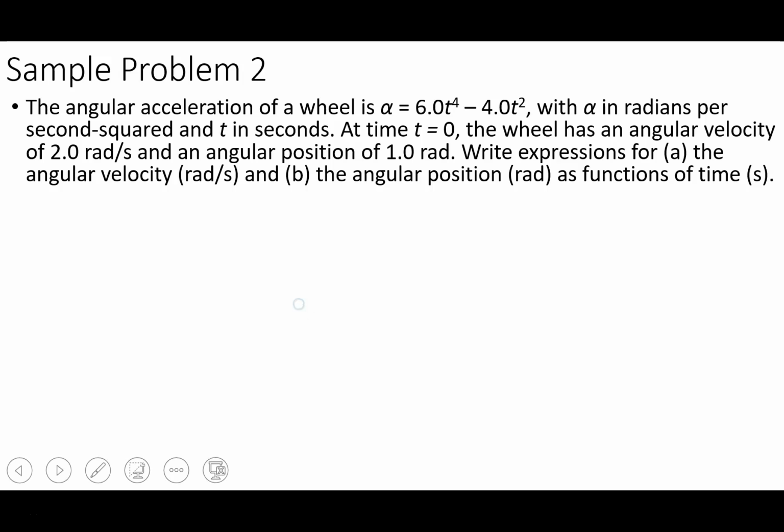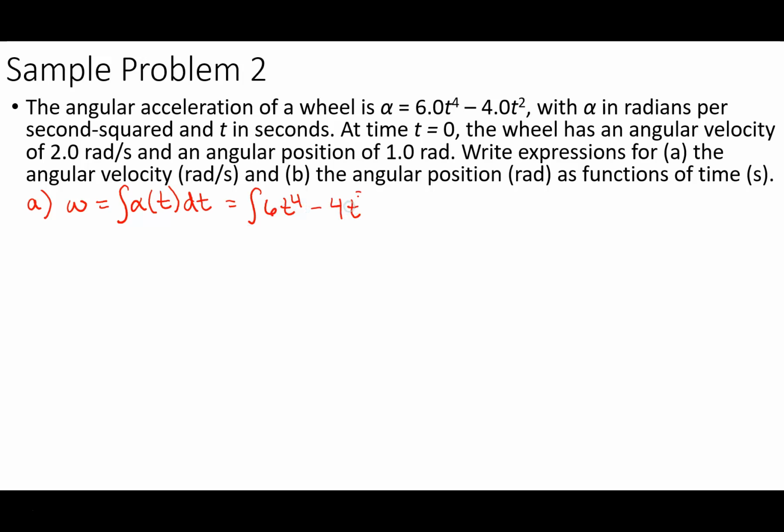So for part A, we want to find omega, and omega is going to be the integral of the angular acceleration as a function of time. So let's integrate that. And just some basic use of the power rule. So this is going to become t to the fifth, and we need to make sure that the 5's cancel, so we'll need a 5 on the bottom, so it's going to end up equaling 6/5 t to the fifth.